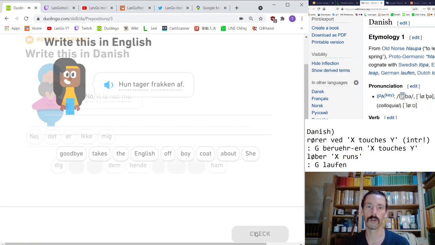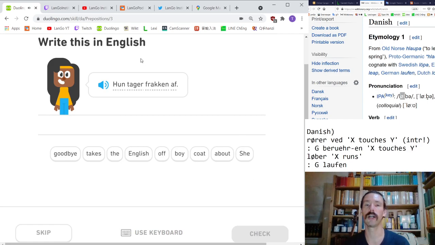Can't remember. Hun tager frakken af. Frakken. He takes the coat off. Hun tager frakken af. Note that the K doesn't change it to an E. Frakken. The F does. The F involves the teeth. That's the key. Tongue going towards the teeth, I guess. But the tongue isn't involved for an F, so that's odd. F. A.